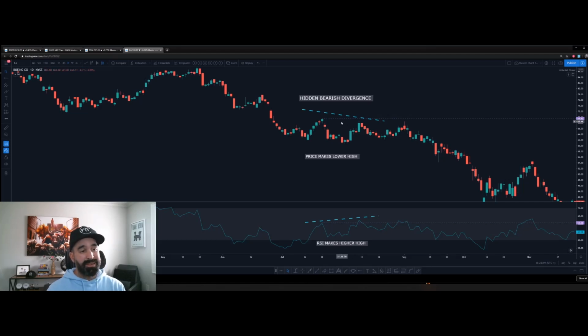Now, you can see this here. The price did not come up and break its resistance here. The price makes a lower high. So it does not come up and break its resistance here. And this stock is in a downtrend. So it's hidden. So we're looking for continuation. As you can see here, the RSI oscillator actually broke and made a new high, whereas price made a lower high. So this tells us we're going to see continuation in the prevailing trend.